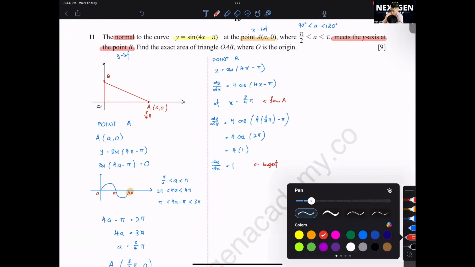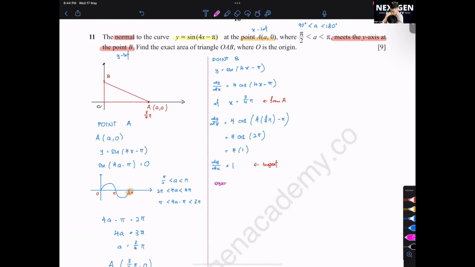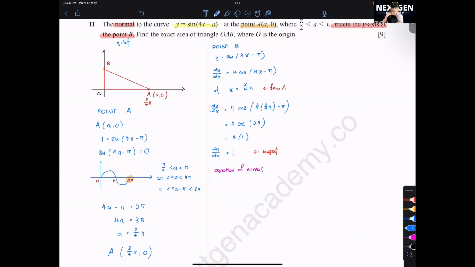So how to do your equation of the normal? The equation of normal, you need to do this first. M normal, which is equals to negative. Hey, sorry, this is 4, not 1. So your gradient of tangent is 4. Your gradient of the normal will be negative 1 over 4.